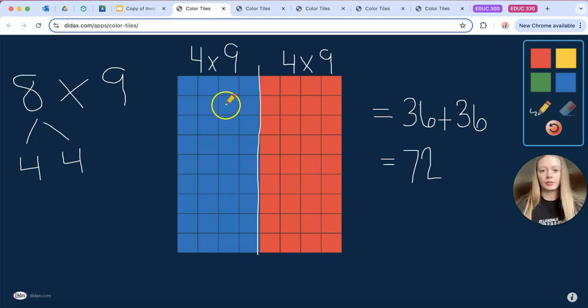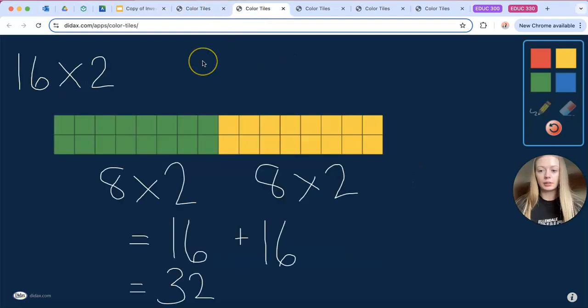So here you have 4 times 9, and again on the other side, same thing. So you get 36 plus 36 equals 72. I'll go to the next problem.